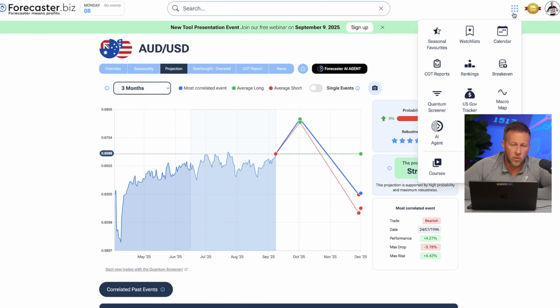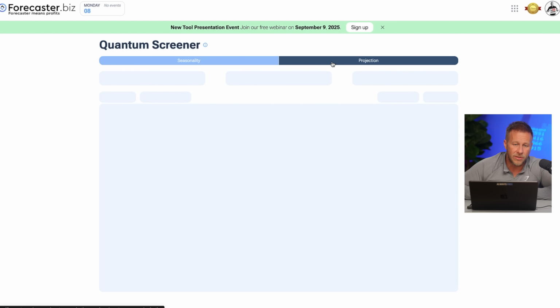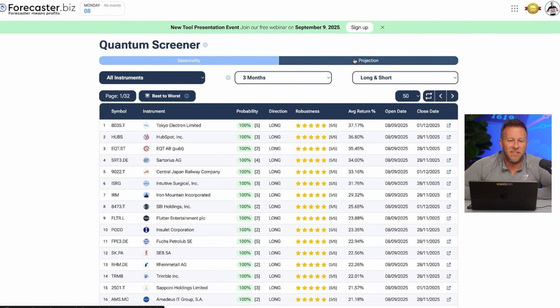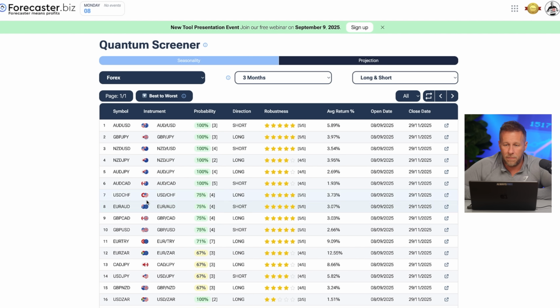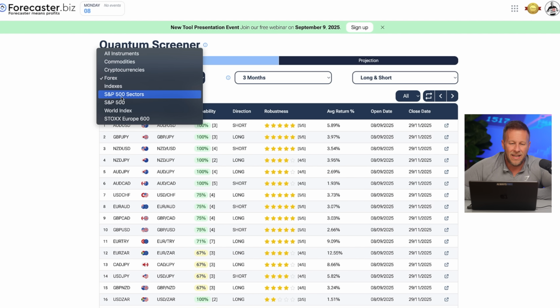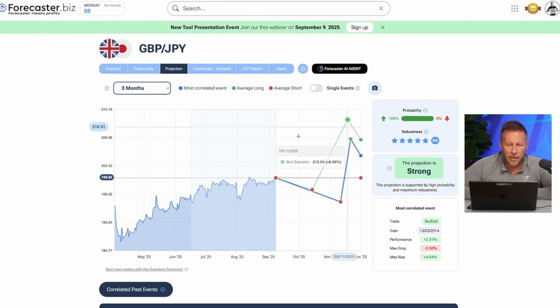Obviously, you might be familiar with the quantum screener already. If you go to the quantum screener, you've now got the projection tab as well, which you can use to look at those projections, and it will give you all of the probabilities here as well. So if you wanted to look at Forex or the S&P 500, different sectors, you can go in and pick your trades like this. And then you can just go out to, say, the pound yen. You guys know I've been talking about a long position for the pound yen for many, many months because this has just been a big bullish run.